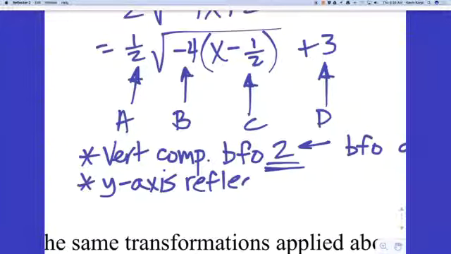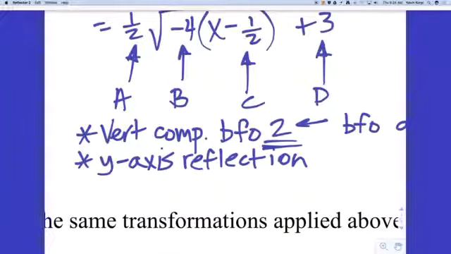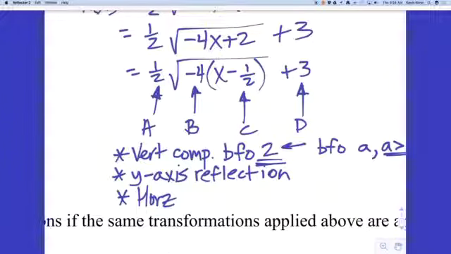If you have a negative b value, it's going to be a y-axis reflection. Your x's, because it's on the inside with the x, are going to be the opposite. The 4 then is going to be a horizontal what? It looks like it's going to be a stretch, right? 4 times x, 4 times the width.